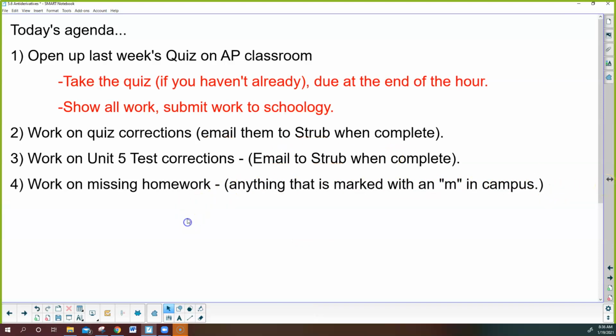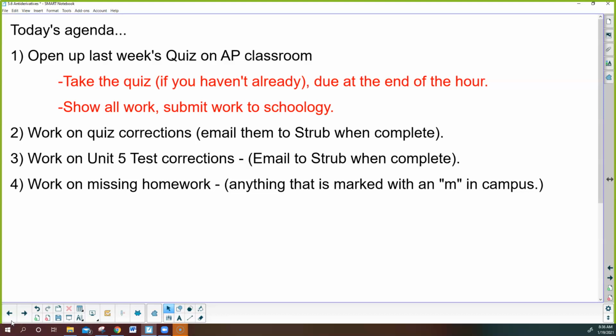So think of today as a work day. Some of you have to take the quiz, and that's what I'd like you to do right now. Others are going to work on quiz corrections, test corrections, or missing homework. If you got 100% on everything, or you can't do the test corrections, but you're done with quiz corrections, then you've earned the right to kind of have a relaxing morning. Okay, so that's all I got.